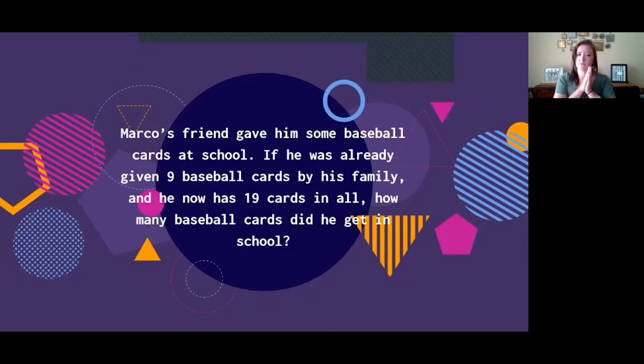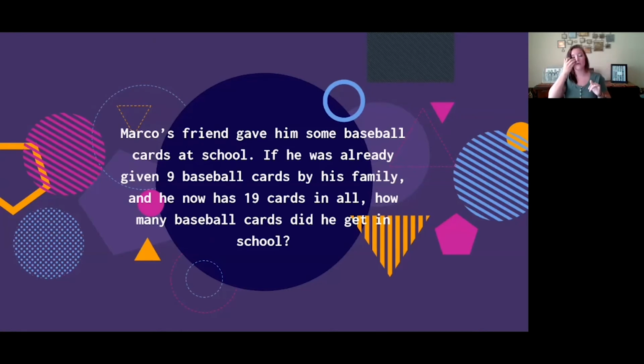Marco's friend gave him some baseball cards at school. If he was already given 9 baseball cards by his family, and he now has 19 cards in all, how many baseball cards did he get in school? All right, so let's brainstorm it. What is my whole? What is my part? What is my equation going to look like? What is the strategy I'm going to use to solve this? And last, how am I going to write my statement?